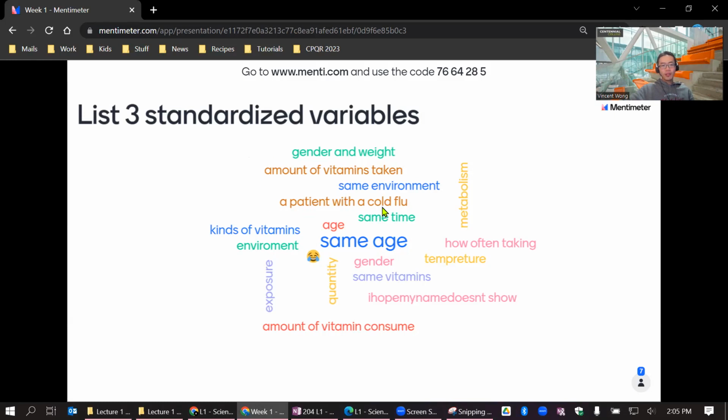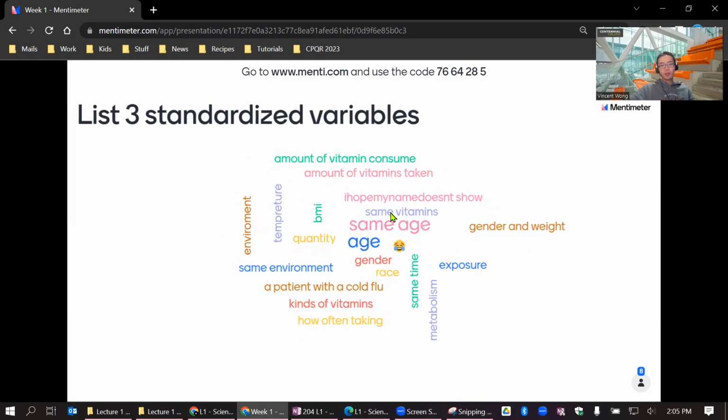Standardized variable, a patient with a cold flu. I'm not sure what that means. Okay, we presumably want to start with all healthy individuals. Okay, no one in any of the groups should be sick to begin with. Otherwise, it's hard to gauge, right? Amount of vitamin consumed. Okay, this is a good one.